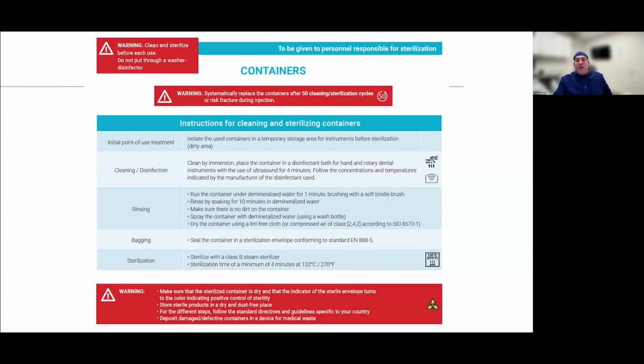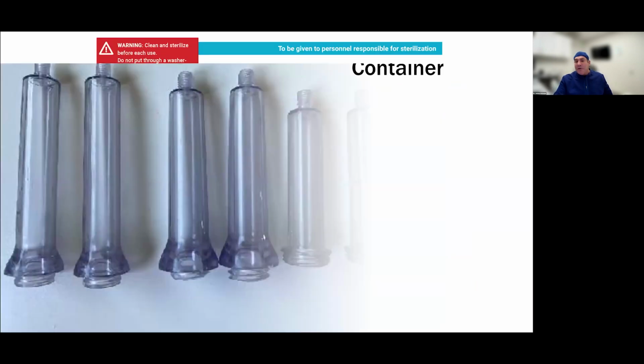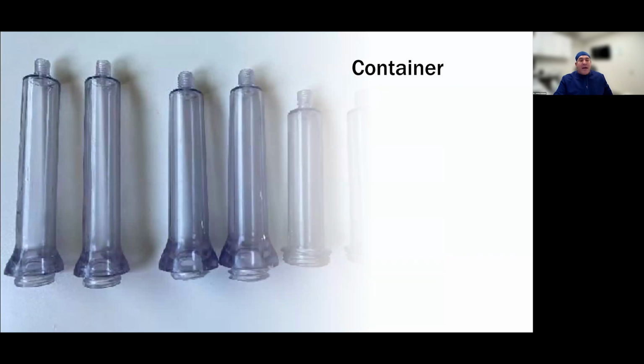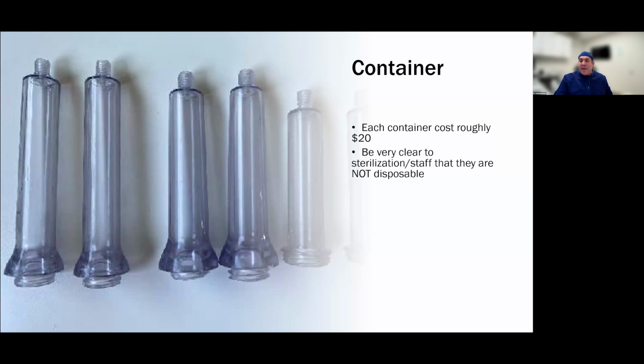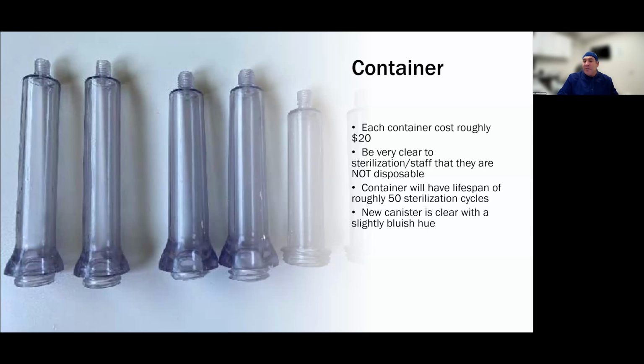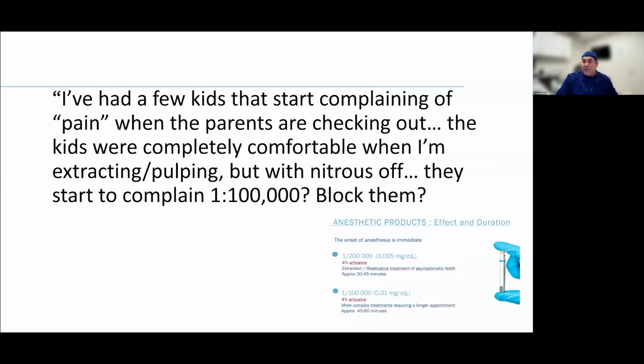Go into your IFUs, read this, have your staff read this, and just follow the directions as far as sterilization. And remember, you get about 50 uses per container, and then you need to buy new ones. The cost isn't very great, and I would consider just printing out the instructions for sterilization and giving those to your staff.